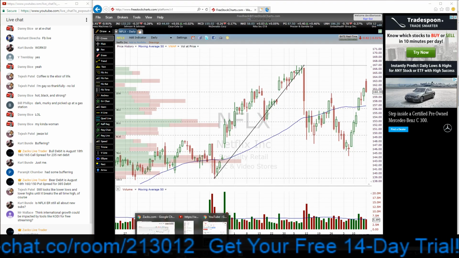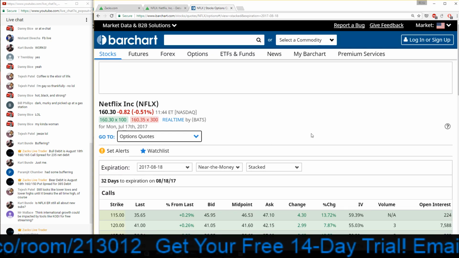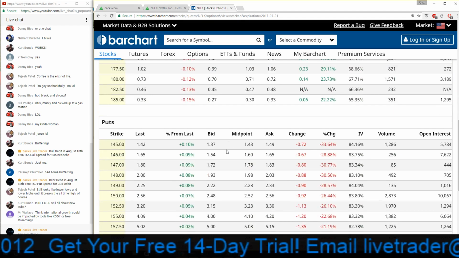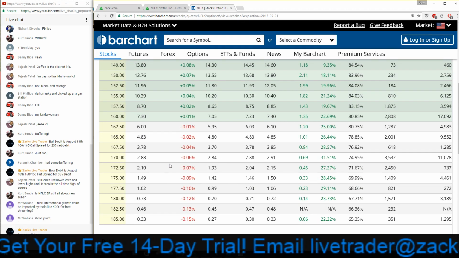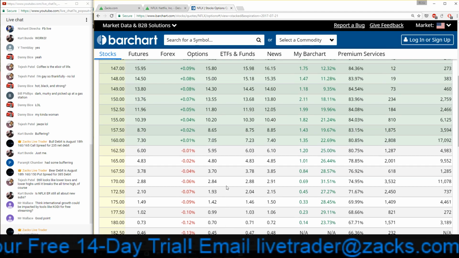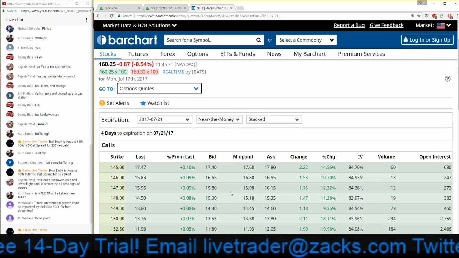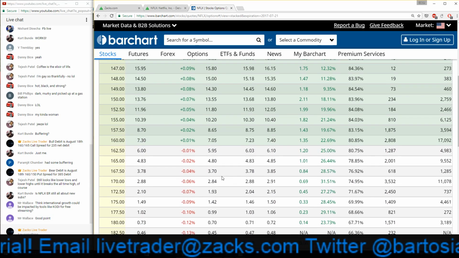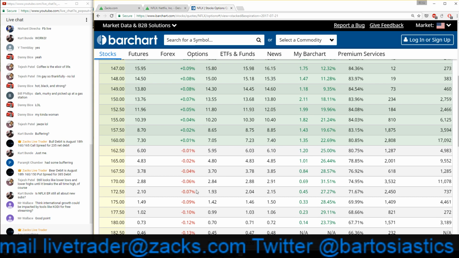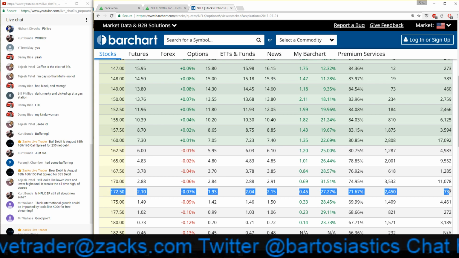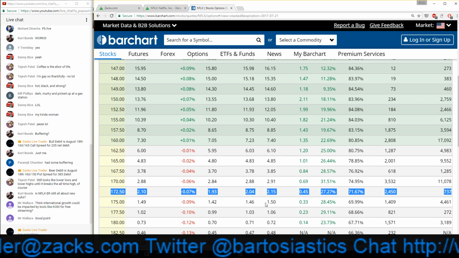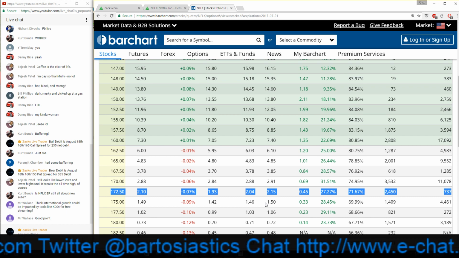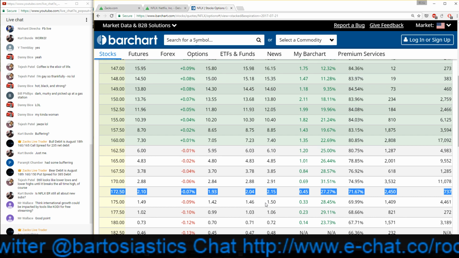Okay. Let's get it in here. Lottos. Ooh, lottos. These are pretty expensive, if you think about it. Essentially, this 172.50 is where the market is pricing Netflix on a positive move, and it's still going to cost you $200.